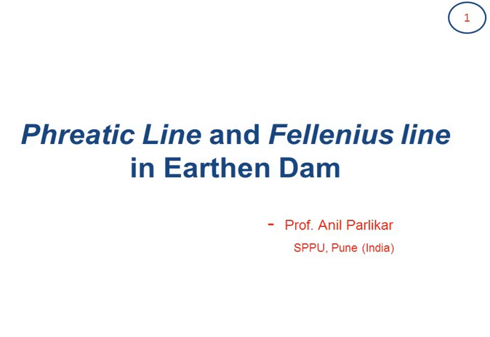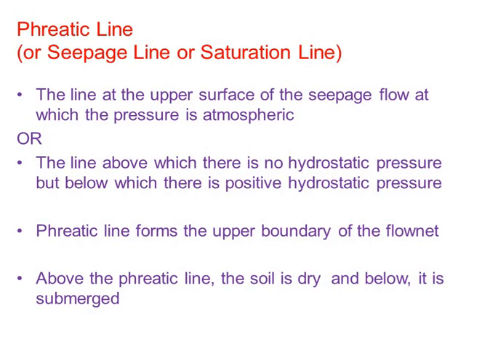However, these two lines are important for the design and slope stability of an earthen dam. Therefore, a short description of these two lines is presented here. A seepage line is the line at the upper surface of the seepage flow at which the pressure is atmospheric, or it is the line above which there is no hydrostatic pressure but below which there is positive hydrostatic pressure.